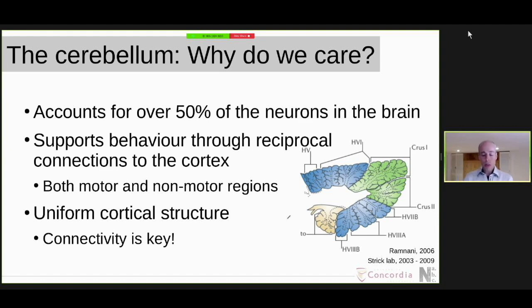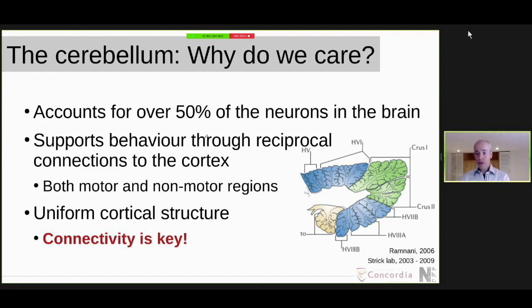I think there's another really interesting talk in this educational section where you're going to see some more of that. So we have these connections to motor and non-motor regions. Another interesting fact about the cerebellum is that it has a very uniform cortical structure. Because this cortical structure is so uniform, connectivity is the key. The regions themselves are going to be doing the same type of computation. It's just the inputs and outputs that are going to make a difference for the functioning of the region. So that is really, really important. Connectivity is the key for the cerebellum in particular.